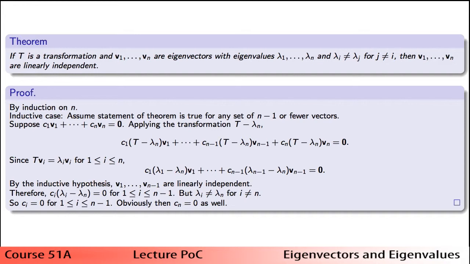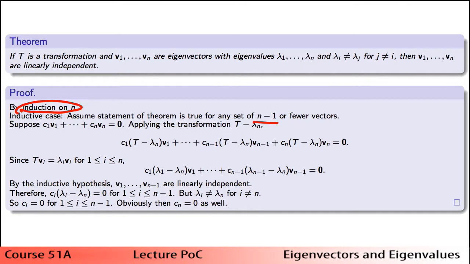Now let's review this proof. So first note, it's by induction. And recall the trivial case, or I should say the base case, was trivial. So moving right to the inductive case, we want to assume the statement of the theorem is true for any set of n-1 or fewer vectors.